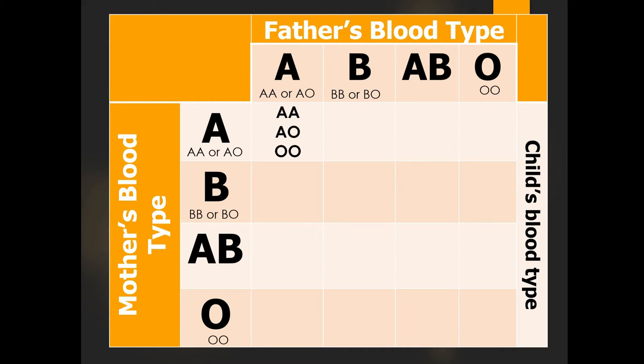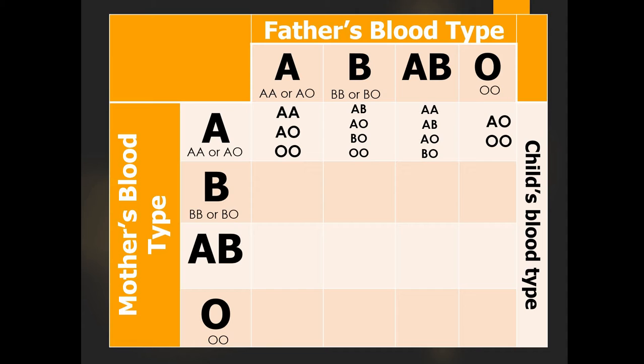So if we look at this, A is really AA or AO. So that means the mother could give an A or an O. So these are the possibilities. Dad could give an A or an O. If the dad was a B, he could give a B or an O. Mom still could give an A or an O. So all the possible choices. If mom was an A, dad was an AB, we get all these possible choices. If mom was an A and dad was an O, here we've got an AO.